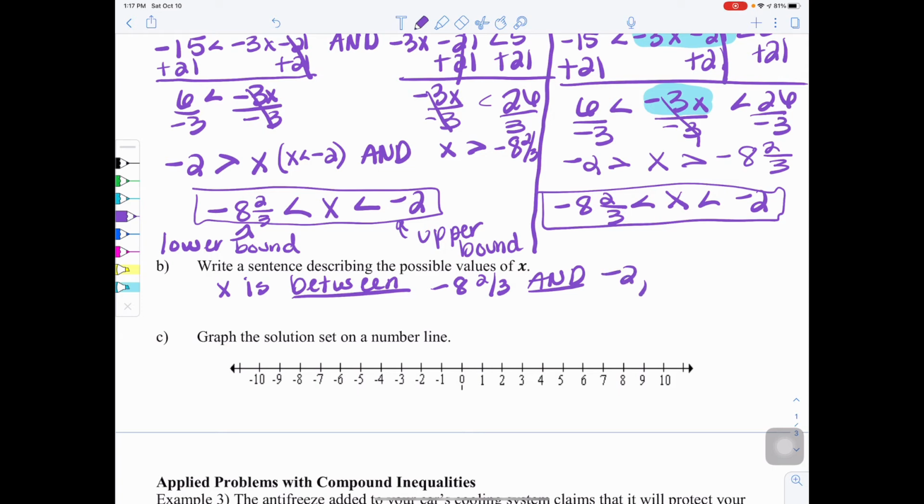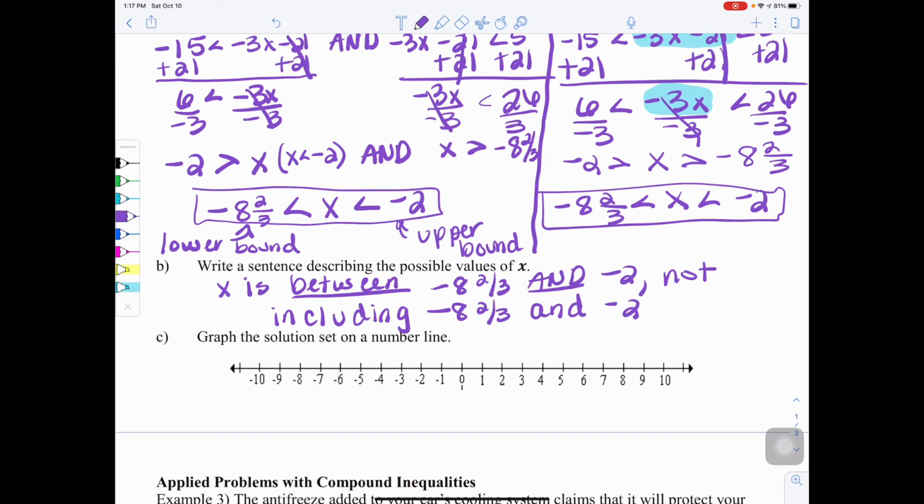Okay, but we're going to talk about whether their values are included or not, just like we did in example 1. So we're going to say not including -8 2/3 and -2 to show that those should be not included values. So this time when we graph it, this is sandwiched in between 2 numbers.